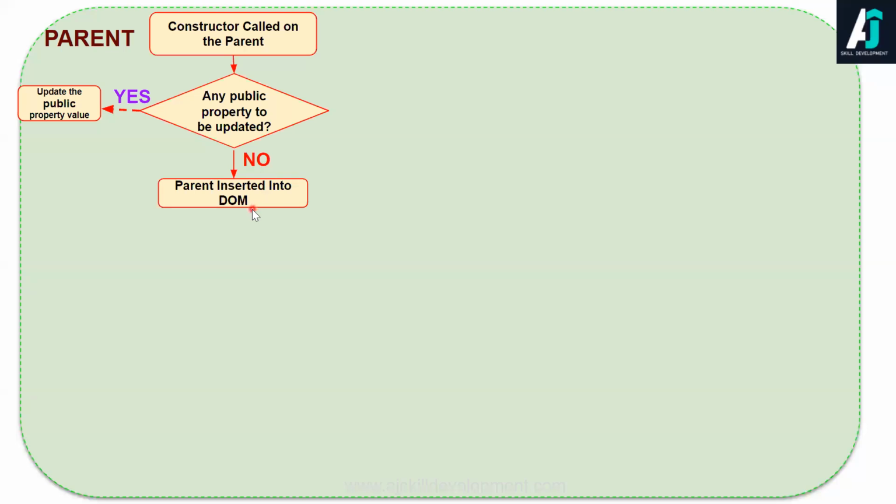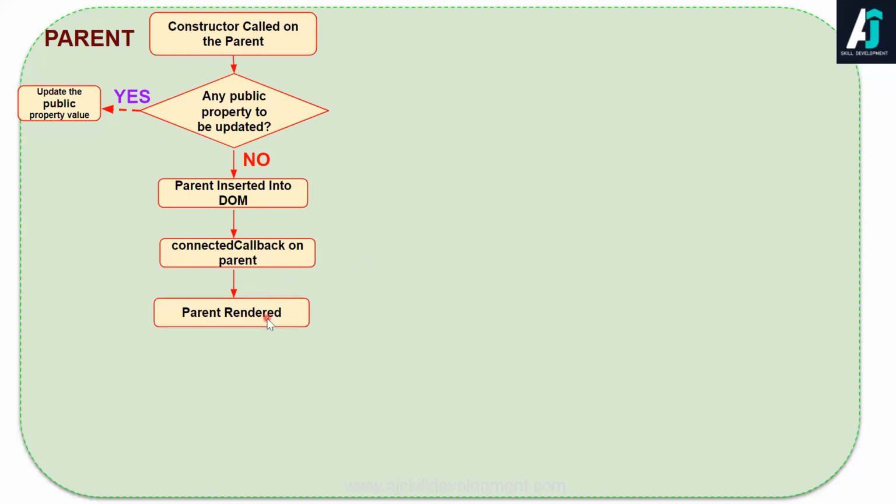We all know what the DOM is, right? And then the connected callback will be called at this time. So the constructor is called first, and then the connected callback method will be called at this point of time. After the connected callback method is called, the parent will get rendered. That is, it will be rendered on the template.